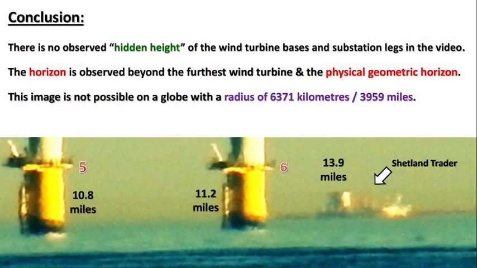Conclusion. There is no observed hidden height of the wind turbine bases and substation legs in the video. The horizon is observed beyond the furthest wind turbine and the physical geometric horizon. This image is not possible on a globe with a radius of 6,371 kilometers or 3,959 miles.